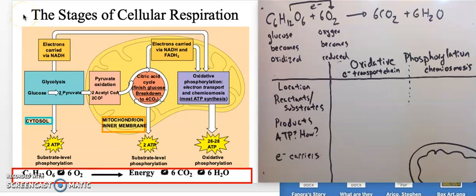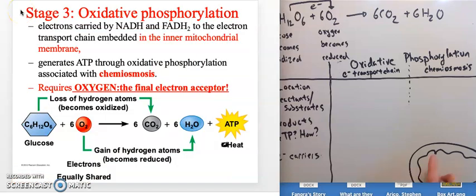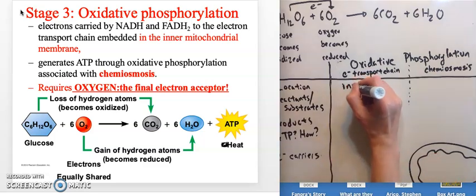All right, the last two steps together are called the electron transport chain and chemiosmosis. And together, the process that they do is called oxidative phosphorylation. And this is where almost all of the ATP that our cells produce occurs. So where this step is happening is through a series of enzymes that are embedded in the inner mitochondrial membrane.